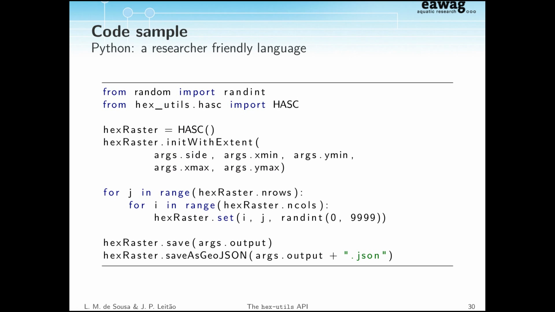Now this is a brief example of how to use this API. It's written in Python, a language that is becoming more and more popular with researchers, and fairly straightforward to use. Import the class definition, create a new HexASCII object, initializing with an extent, with a position in space and cell side, and then here a very simple example where random numbers are inserted in each of the cells, and then methods to save this raster as a HexASCII file. So pretty straightforward stuff.